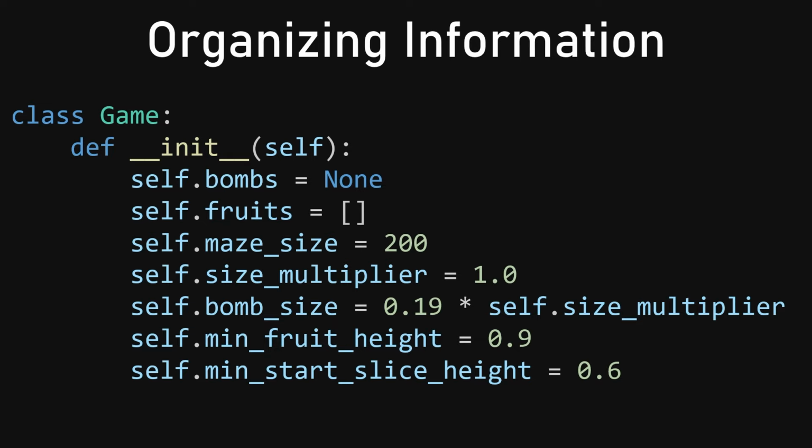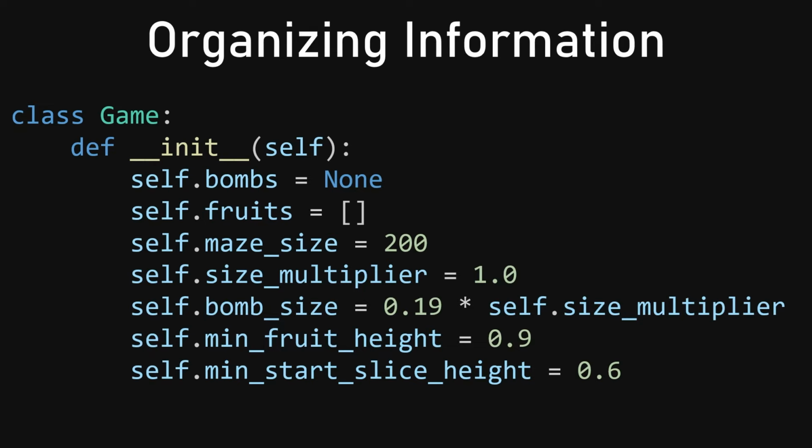The self.min fruit height is the height a fruit must be at to get detected as a fruit. This is to prevent cut fruits and bombs at the bottom of the screen being mislabeled as a fruit. The self.min start slice height is the height a fruit needs to be at to have the program slice it. This is to try to get more fruits on the screen for better combos. There is more in this class, such as methods to simplify extracting information using the fruits and bombs information. I will go more into the methods later.